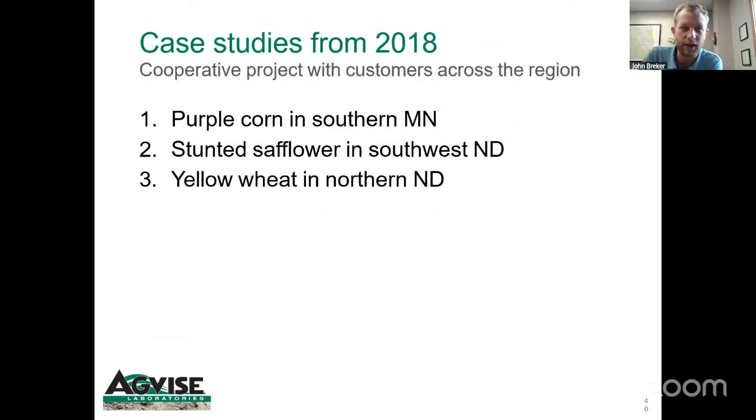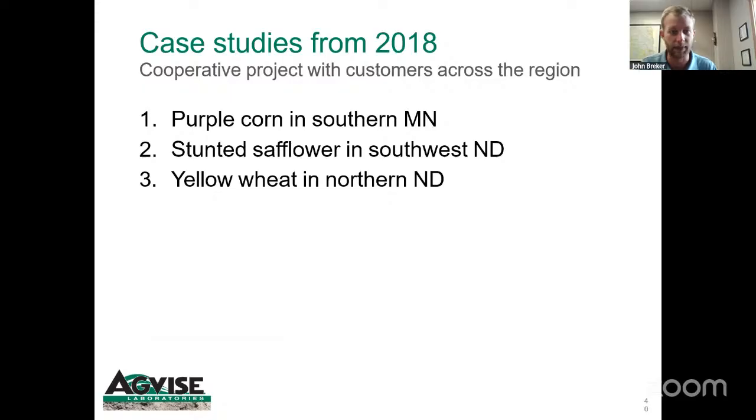So we also did a couple other case studies in 2018 where we actually sent out troubleshooting materials, paired plant bags, paired soil bags to lots of customers that were just encountering problems. And we asked them to take photographs, take field notes, and then send in the soil and plant samples as well.